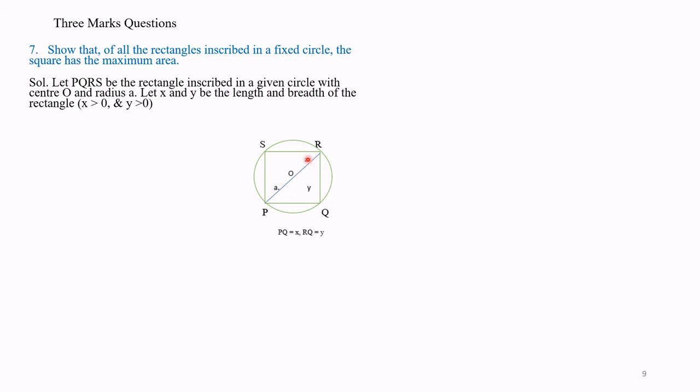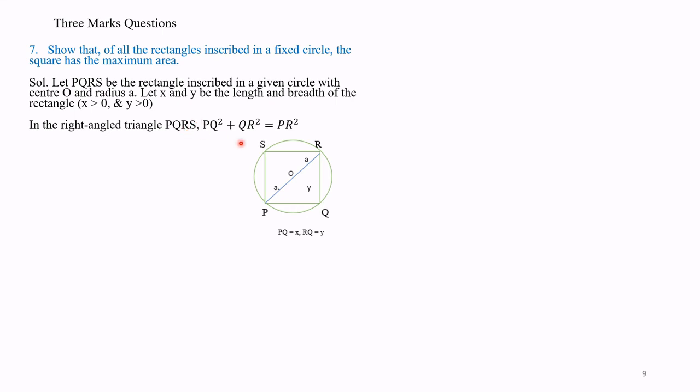We are required to prove that the area of the rectangle PQ is maximum when x is equal to y. So this is a circle, O is the center here, and OR is the radius and OP is also a radius. So PR will be 2a. So this is 2a, RQ is y, PQ is x. It is written here in the bottom. So let us solve it.